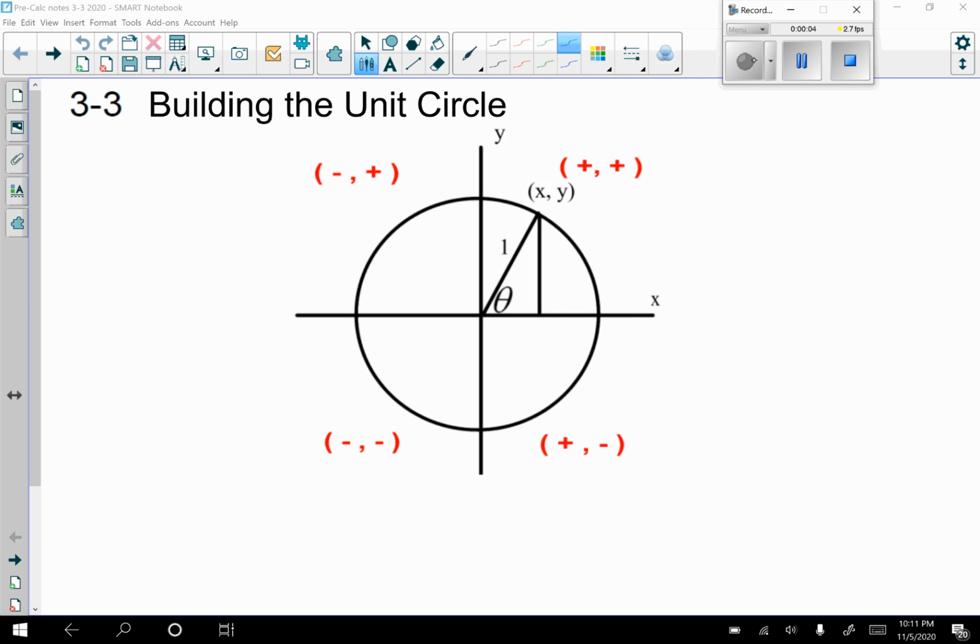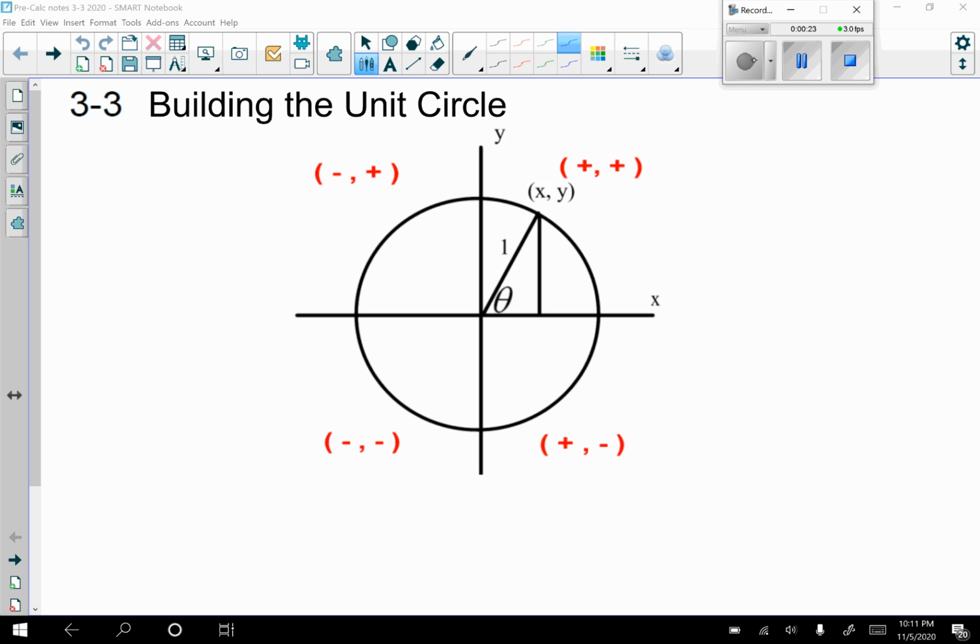All right, pre-calculus, we're here with 3-3, building the unit circle. Still introducing kind of the background for our trigonometry. Not even going to mention the sine, cosine, and tangent in here today. So, a couple questions with this one, so make sure you answer them both as we go through.